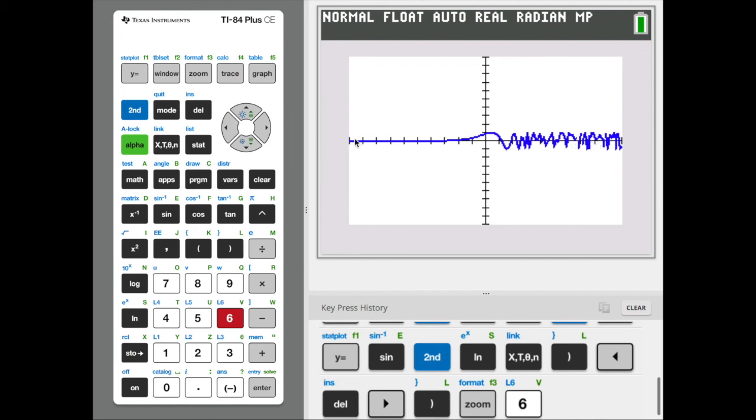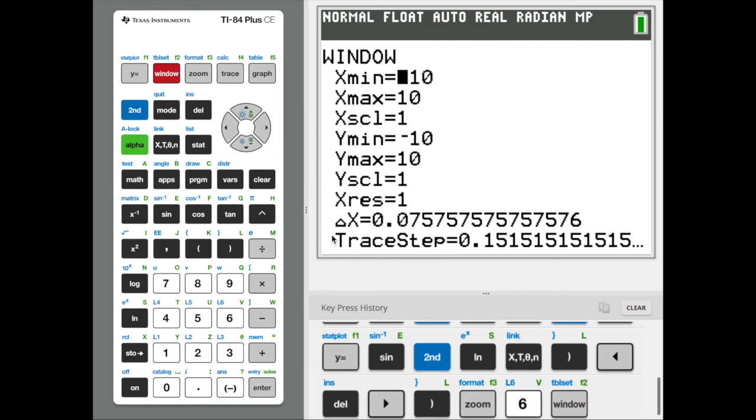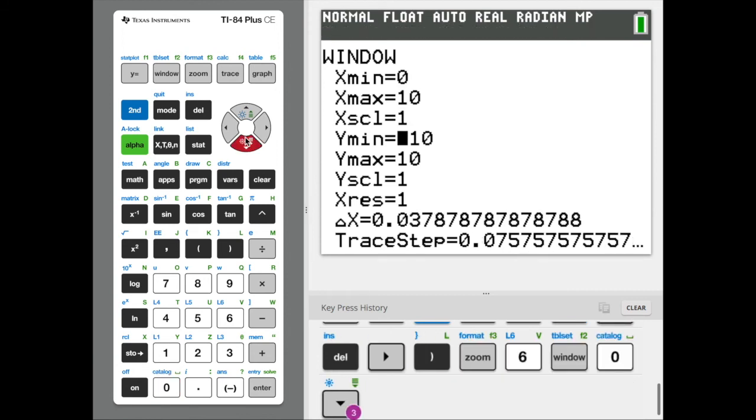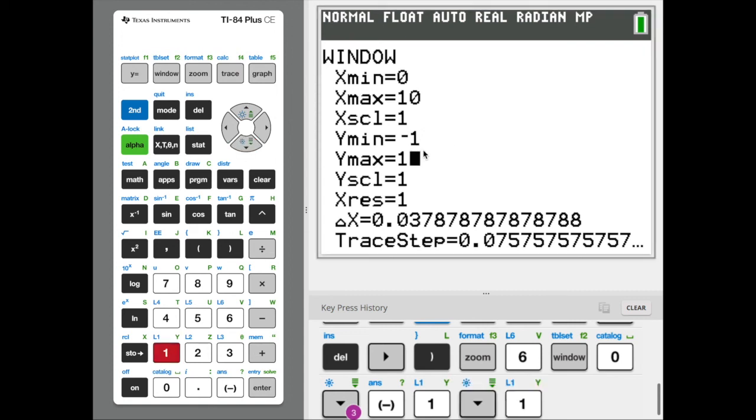So I'm going to change my window just so I can see that real quick. Let's go to the y value. I'll just take a look at the positive x values from 0 to 10, and then we'll change the y min and y max to -1 and +1, respectively. I'm doing that because I know that the output of a sine function is always between -1 and 1.